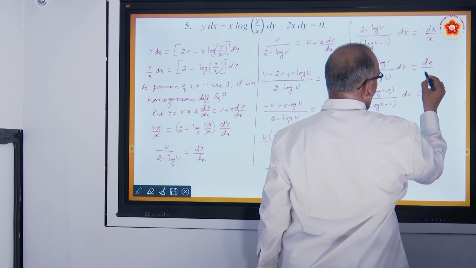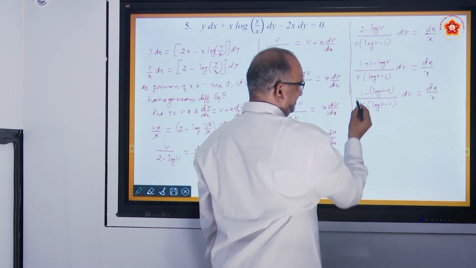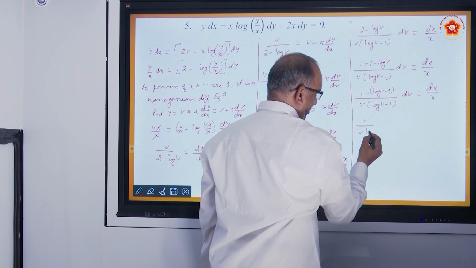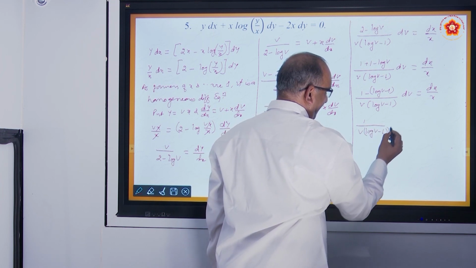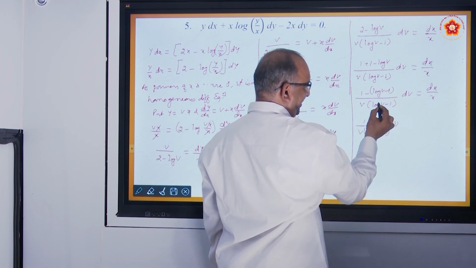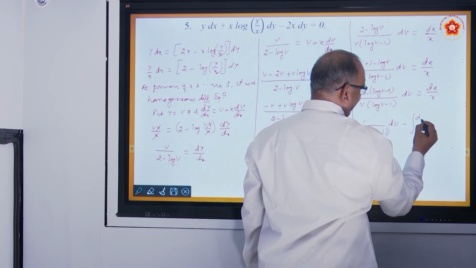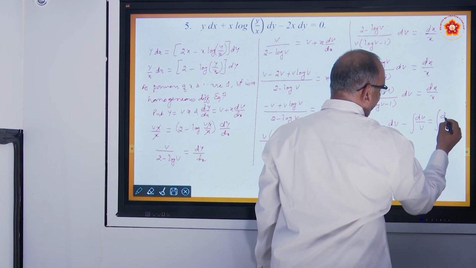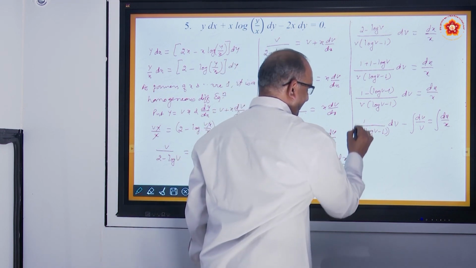Now separate it as two integrals, 1 upon v into log v minus 1 dv, and when you write this by this, both will get cancelled and you are going to have only dv by v equal to dx by x. This also you can write it.